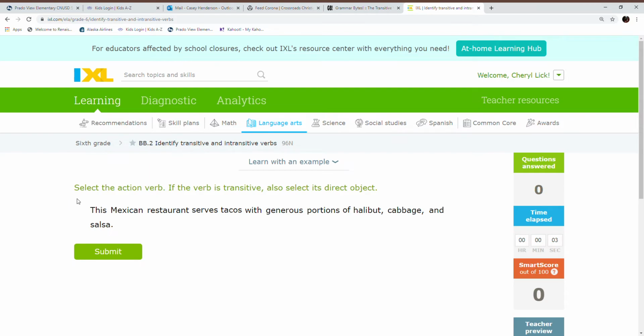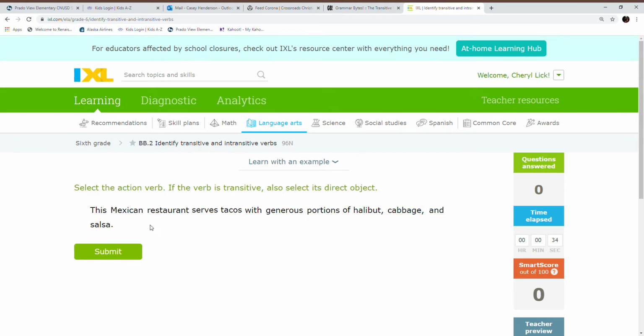Make sure you read the directions. It says to select the action verb. If the verb is transitive, meaning 1 is action and 2 it has a direct object, then you're going to select its direct object. Okay. This Mexican restaurant serves tacos with generous portions of halibut, cabbage, and salsa. All right, so hopefully you guys see the action verb. Now it's going to highlight sections for you. So either this is the verb, or that's the verb, or that's the verb, or that.